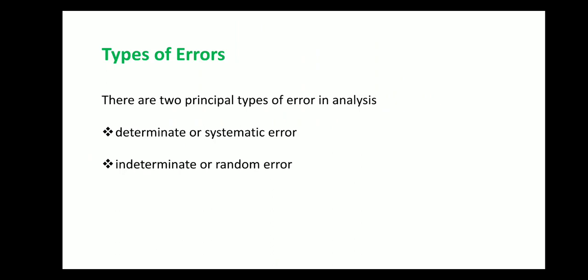So there are two types of errors: systematic error and random error. Systematic is also called determinate error. Random error is called indeterminate error.